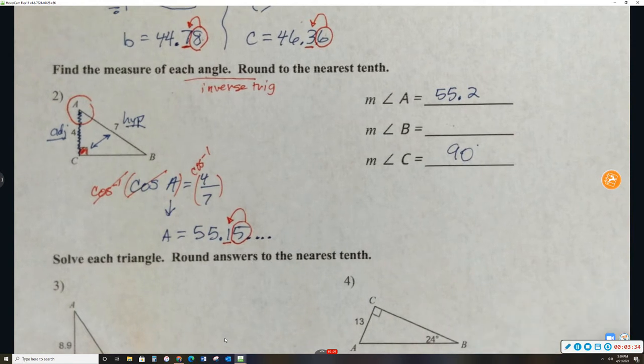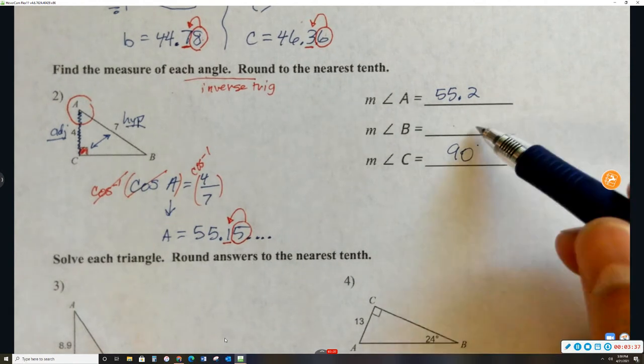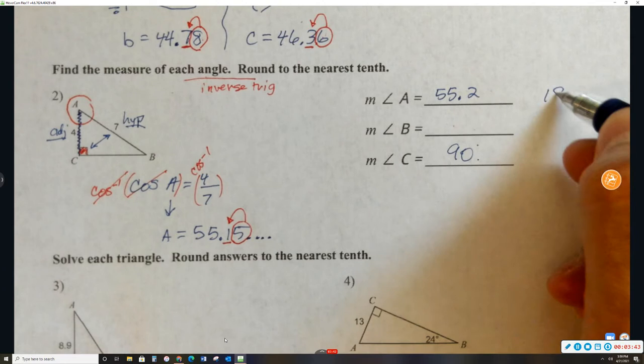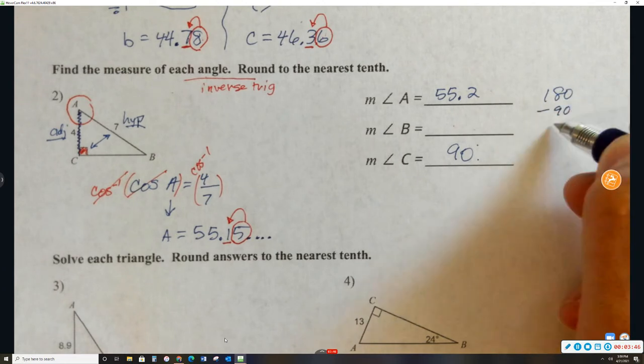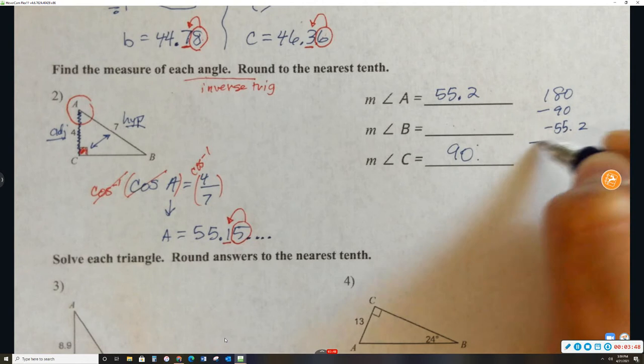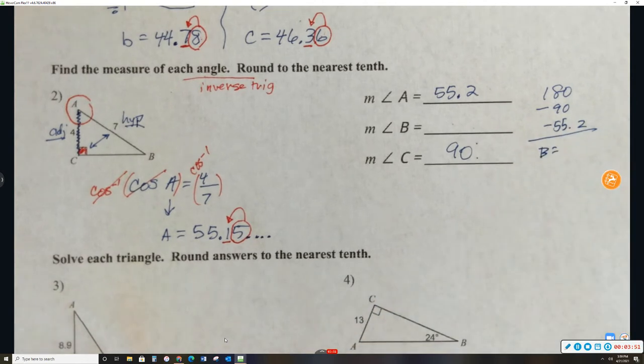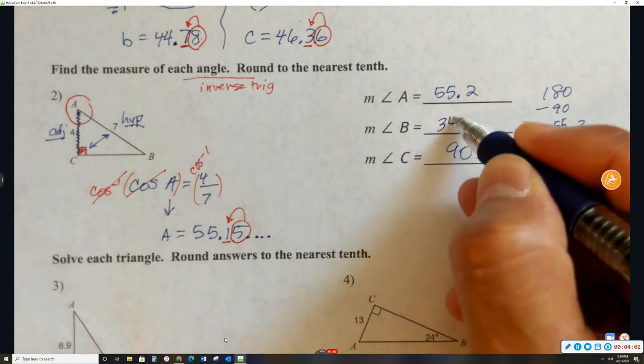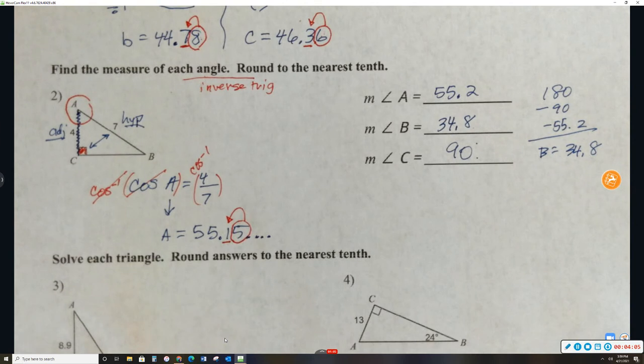And then really we're done with all the hard part. Now I just need to figure out angle B. And remember, these three angles have to equal 180. So if we start with 180 and subtract out 90 and subtract out 55.2, we'll be left with the value of B. So I'm going to go ahead and do that over here on the side. When you do the subtraction, you get 34.8. So this one is 34.8. Okay, let me just double check that. Yep. And that is number 2.